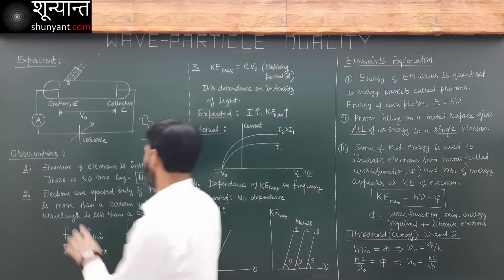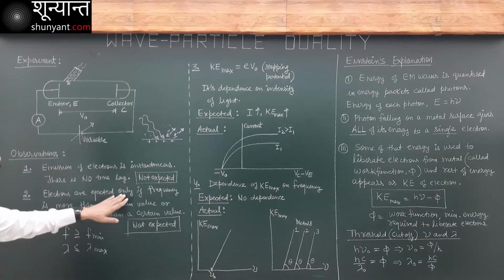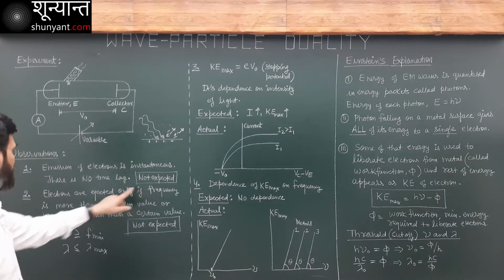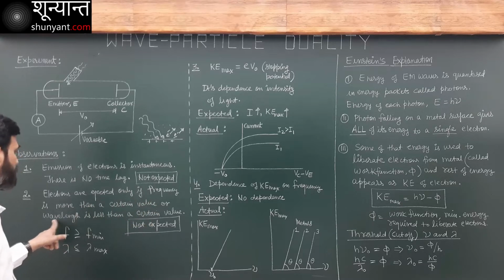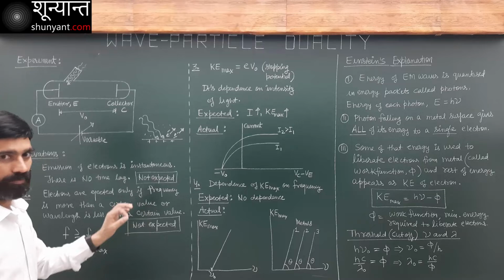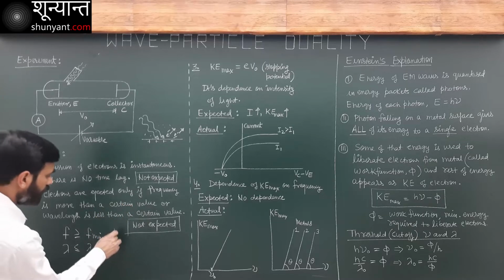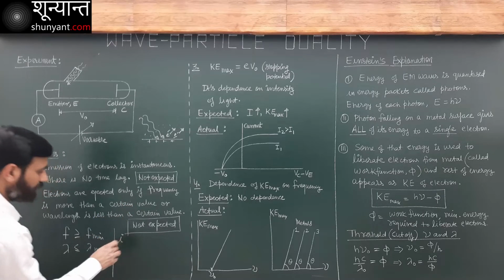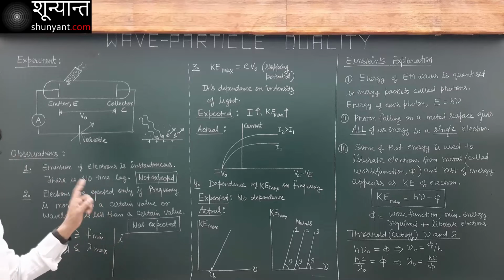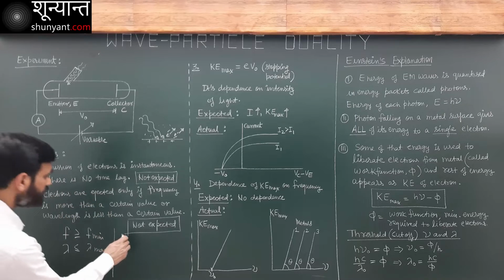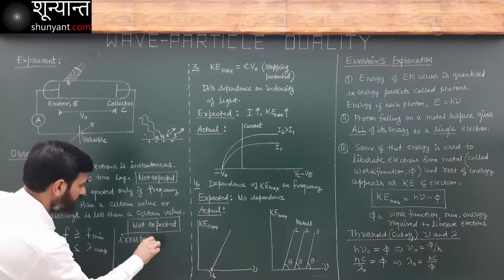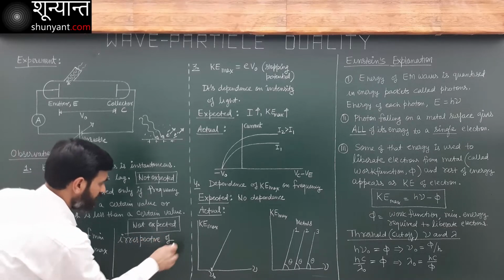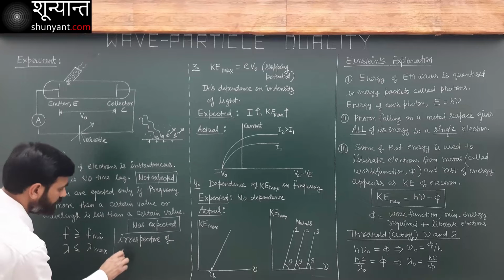Second, electrons are ejected only if the frequency is more than a certain value or the wavelength is less than a certain value. I'm adding one more thing here: irrespective of intensity.